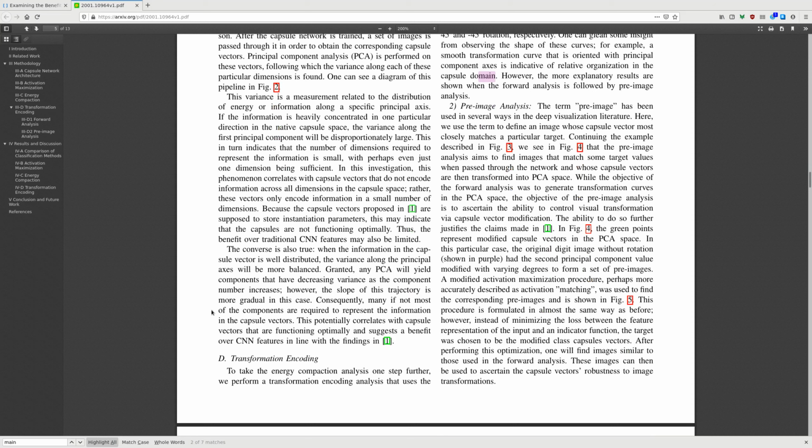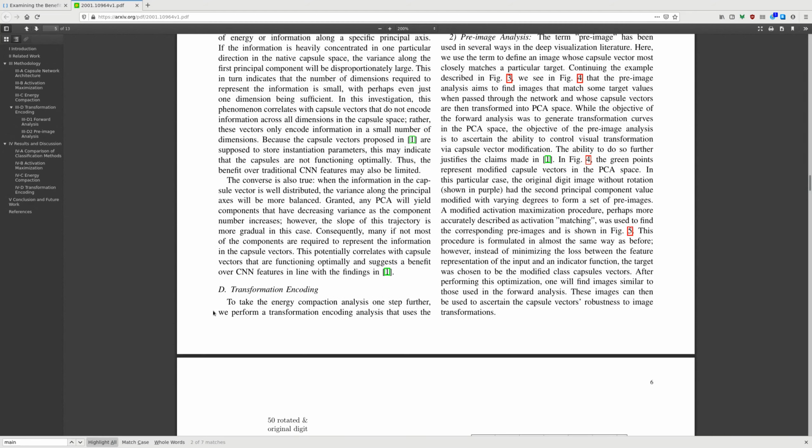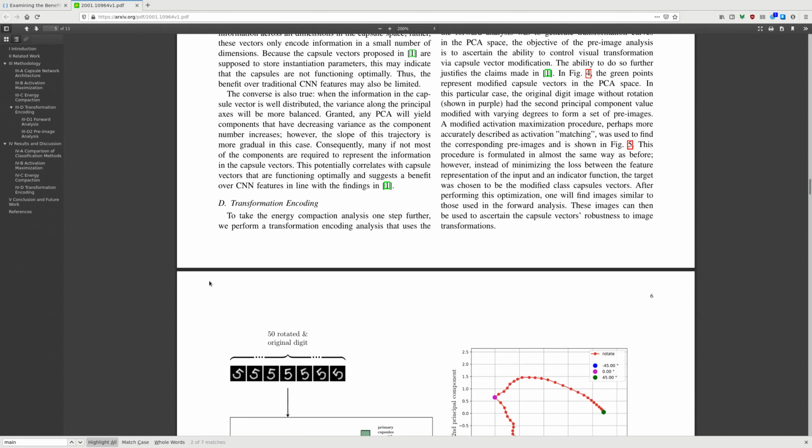Because the capsule vectors proposed in paper 1 are supposed to store instantiation parameters, this may indicate that the capsules are not functioning optimally, thus the benefit over traditional CNN features may also be limited. The converse is also true. When information in the capsule vector is well distributed, the variance along the principal axis will be more balanced. Granted, any PCA will yield components that have decreasing variance as the component number increases. However, the slope of the trajectory is more gradual in this case. Consequently, many, if not most, components are required to represent the information in the capsule vectors. This potentially correlates with capsule vectors that are functioning optimally and suggests the benefit over CNN features, in line with findings in paper 1.